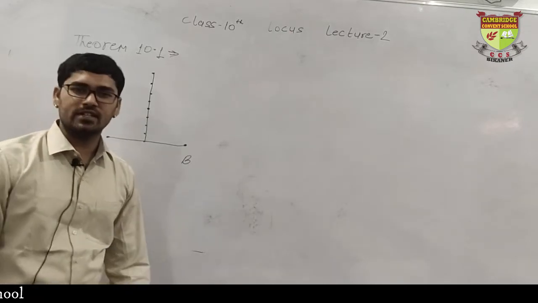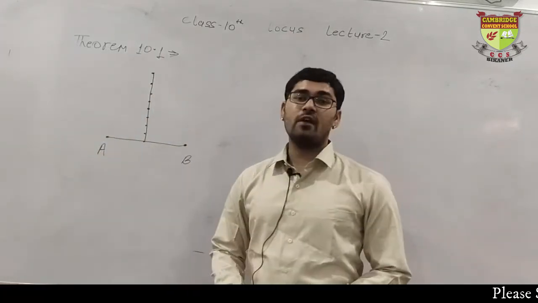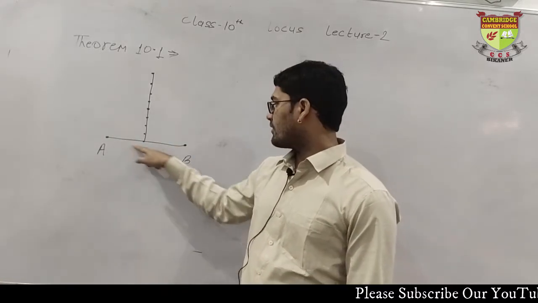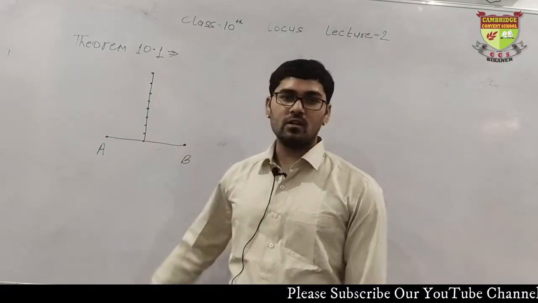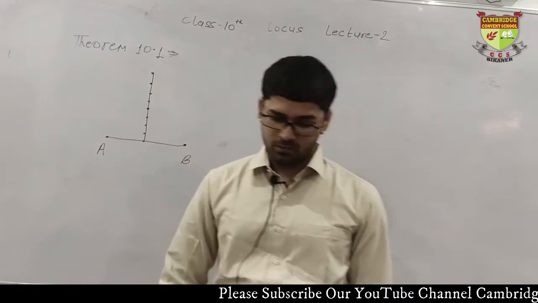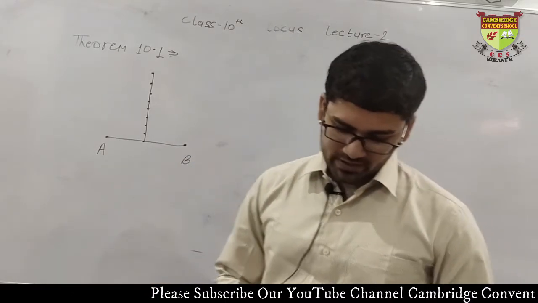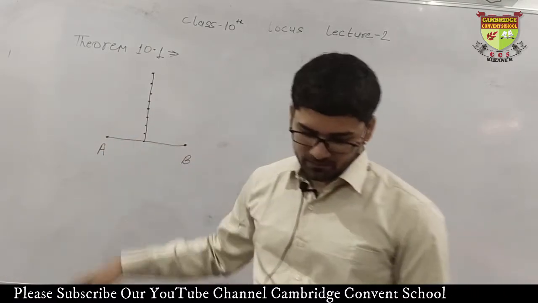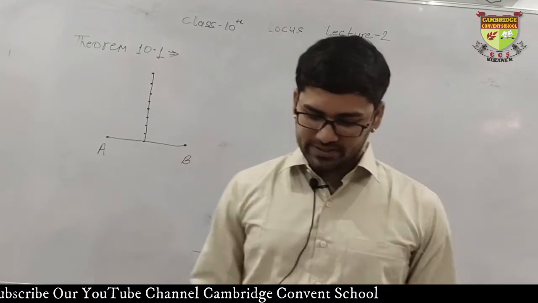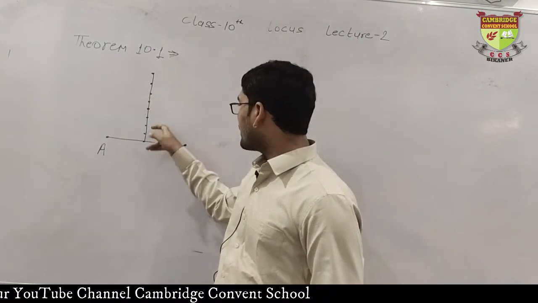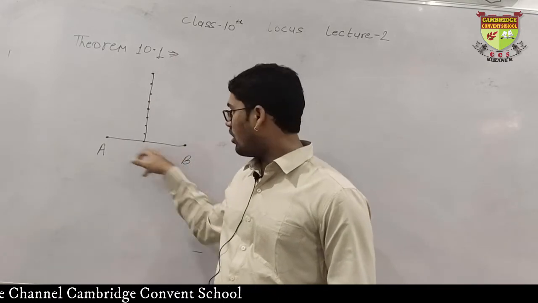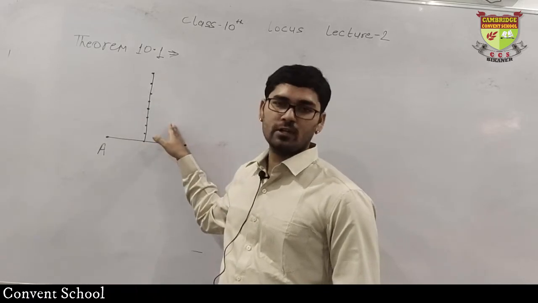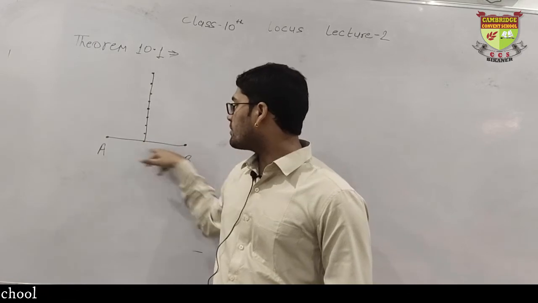What is it saying to us? We have to prove that this is the perpendicular bisector of AB. I am reading the theorem again for you: the locus of a point equidistant from two given points. Suppose this point is at equal distance from these 2 points. It is the perpendicular bisector, meaning these points form the perpendicular bisector of AB. AB was a line, and we drew a line forming the locus. This locus is the perpendicular bisector of AB.